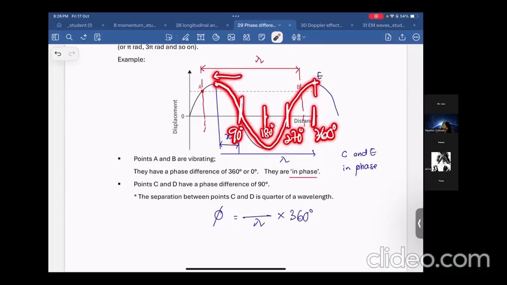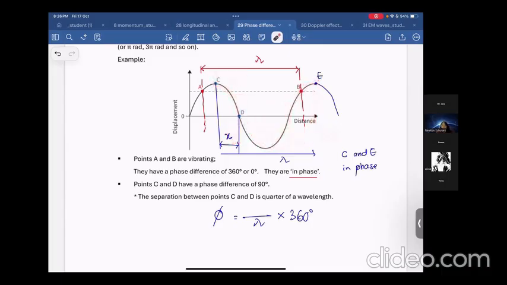So from C to D, the difference is 90 degrees. Am I right? Actually, it's 1 over 4 wavelength. This part is 1 over 4 wavelength, here to here. Here is 1 over 4 wavelength. So if you do it, at the end you'll get 90 degrees.